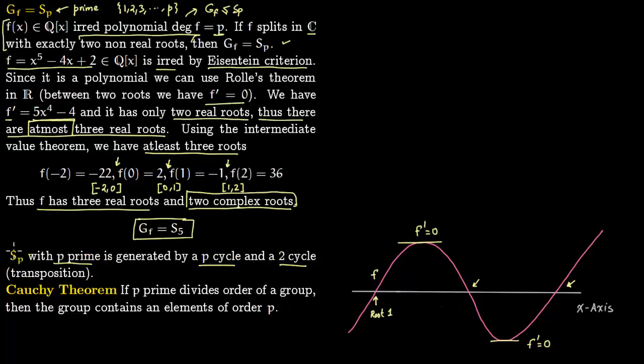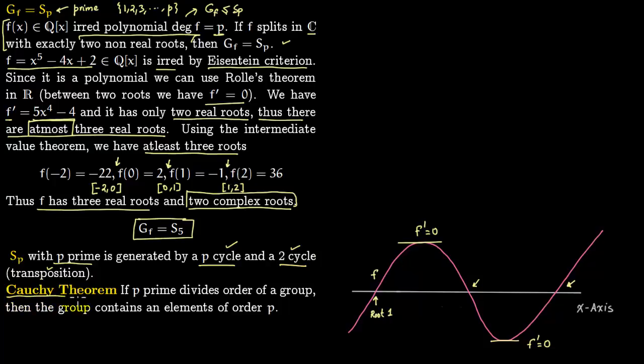So again, recall that S_p just acts on these integers, it permutes them, and a p-cycle would contain all of these integers. They will be jumbled up in some way, but since it is a p-cycle, it will contain all of them. So a p-cycle and a 2-cycle, which is just a transposition of these two elements, will generate the entire S_p.